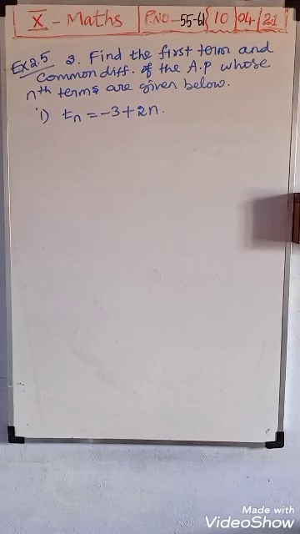Today I am going to explain exercise 2.5, third question. See, find the first term and common difference of the AP whose nth terms are given below. Okay, the nth term is given: minus 3 plus 2n.